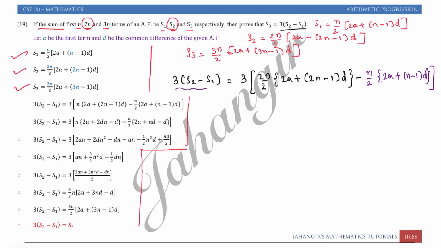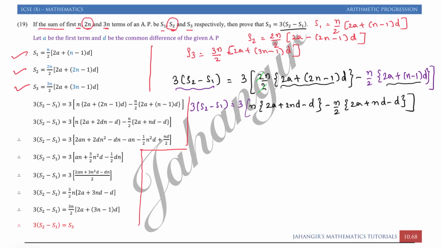Now this left hand side will remain as it is, 3S2 minus S1. Here we are going to solve 3. Cancel out 2 and 2, you can cancel out. What is left? n, in curly bracket I can multiply 2a plus 2n minus d, bracket close, minus n by 2 in bracket 2a plus nd minus d, bracket close. Hope you understood. We had just solved the curly bracket.